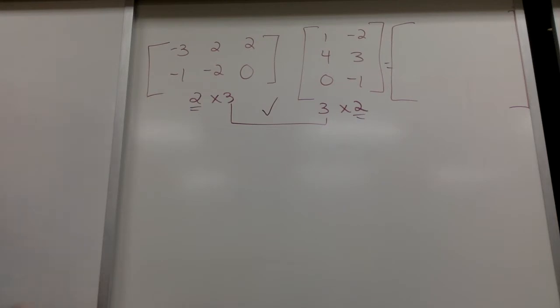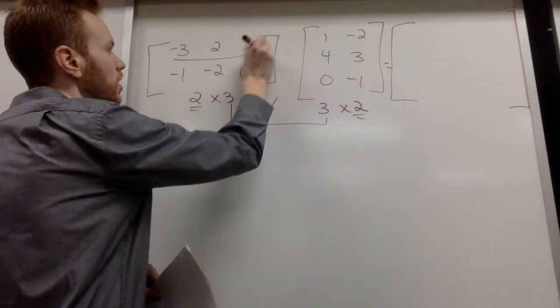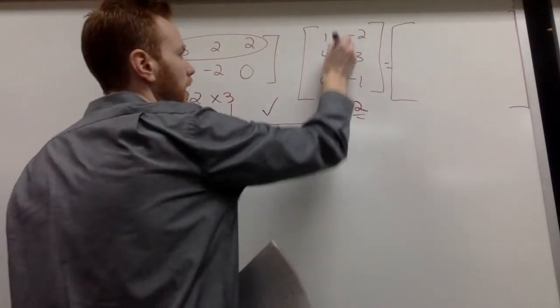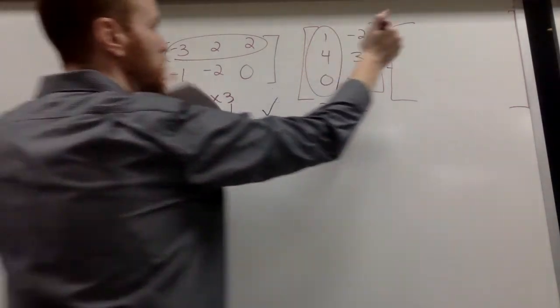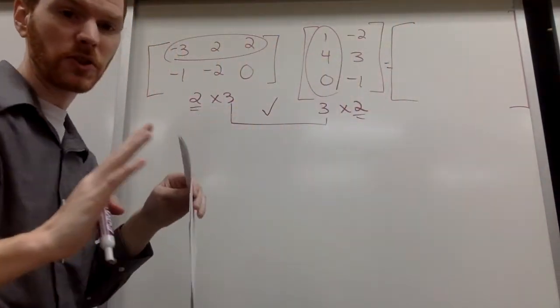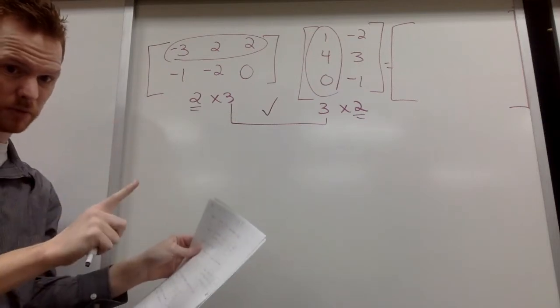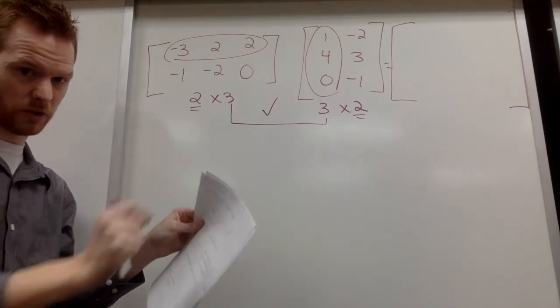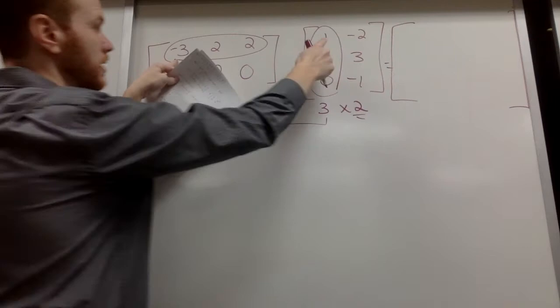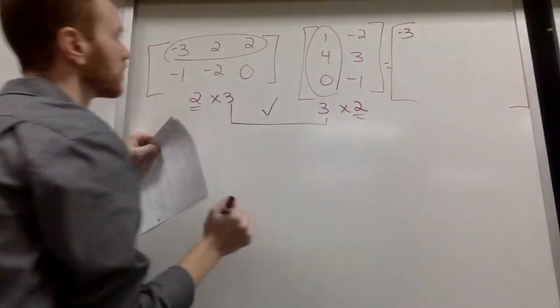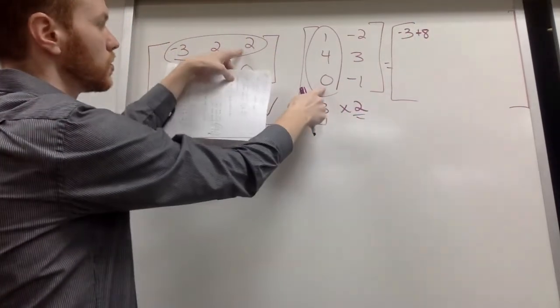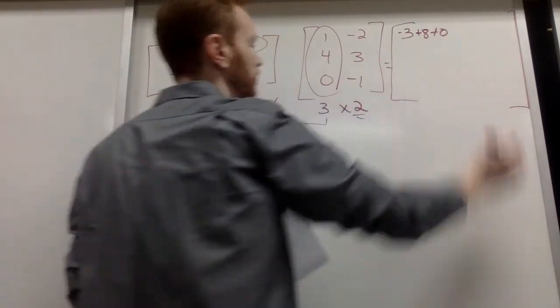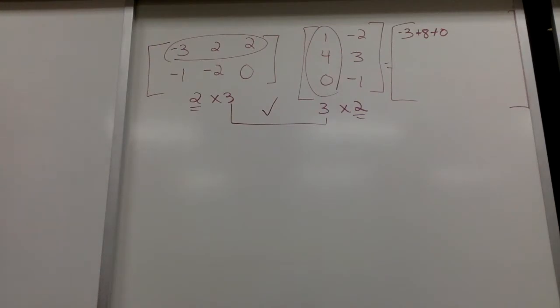So let's go ahead, and once again, it's row by column. So this row gets multiplied by this column over here. Okay? So -3 times 1. And here's what I'm going to do just to save some space. I'm actually going to go ahead and multiply them. I'm not going to write every multiplication part. So -3 times 1 is -3. 2 times 4 is 8. That's what I'll add to it. And then 2 times 0 is just 0. Okay?